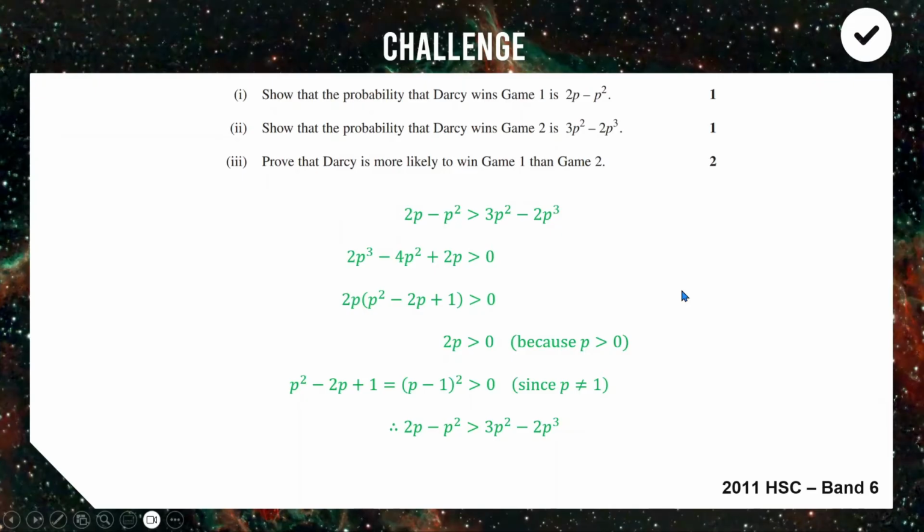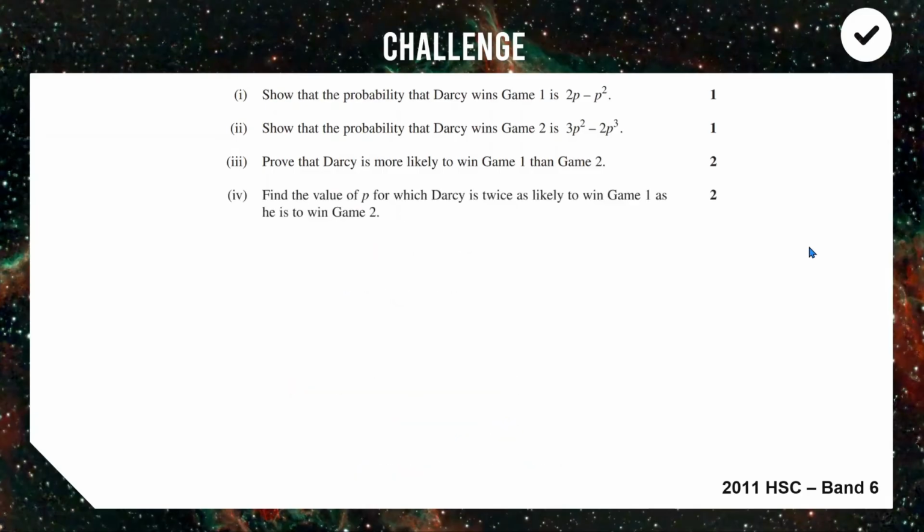All right, that was fun, and even more fun lies ahead with part 4 for our last 2 marks. Find the value of P for which Darcy is twice as likely to win game 1 as he is to win game 2. So we're going to find a value of P that makes the probability of game 1 equal to 2 times the probability of game 2, because game 1 is twice as likely. So game 1 is equal to double the probability of game 2. That's how we set up the equation.